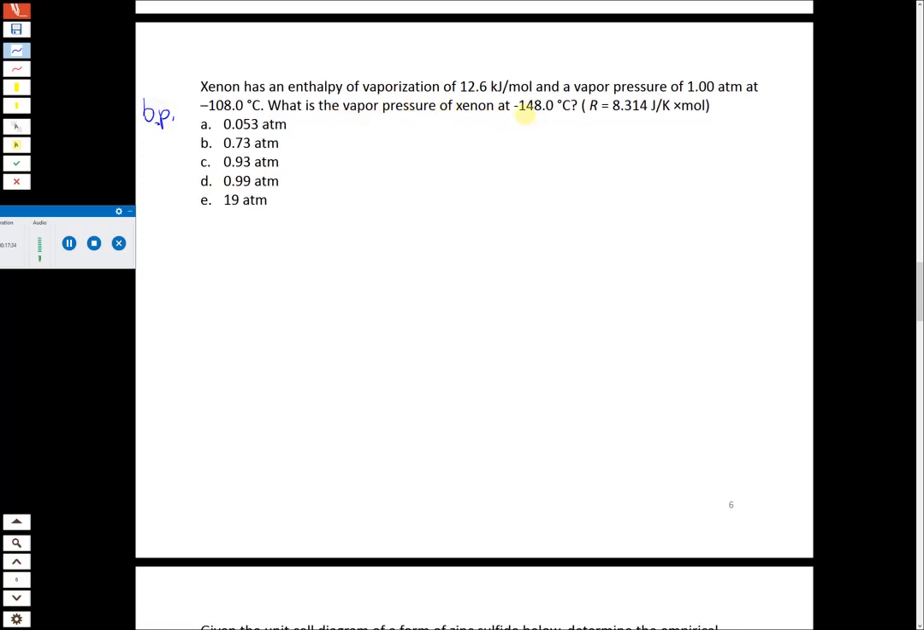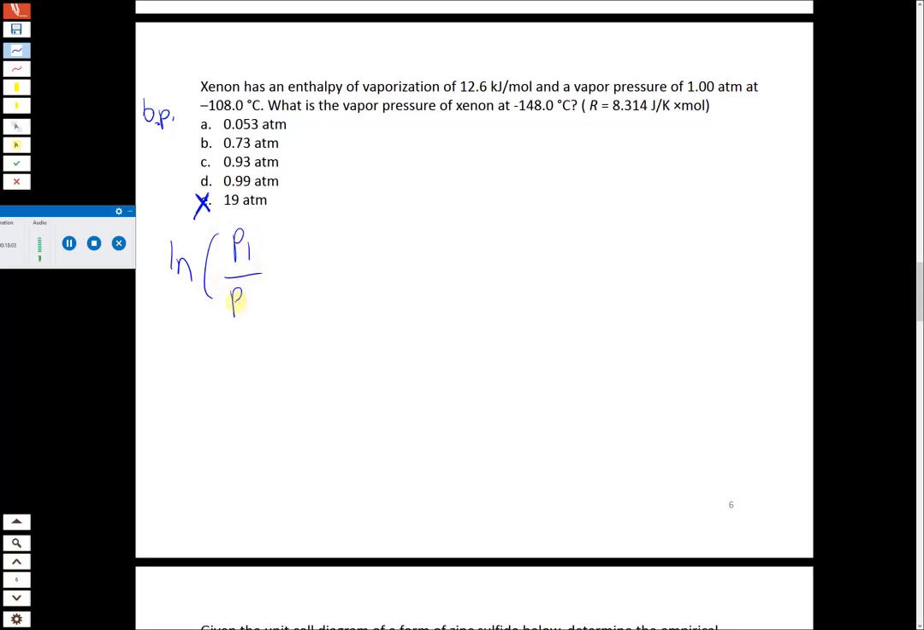So we give you that the vapor pressure is 1 atmosphere at minus 108. We want to find it at minus 148. Remember that vapor pressure always increases with temperature. So if we're going to a lower temperature, we know that the vapor pressure is going to have to be less than 1 atmosphere. So we can at least eliminate choice E right off the bat because that one's greater than 1 atmosphere. There's no way that would ever happen. But we do have to do the mathematics now to get actually which of these numbers that's left is going to be the right answer. So the equation that relates vapor pressure and temperature is typically given as a ratio.